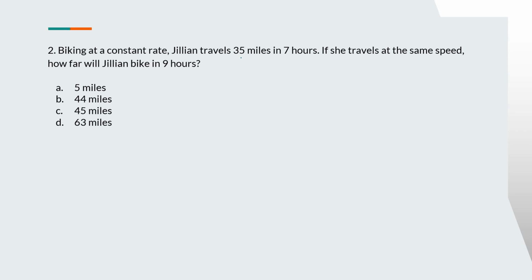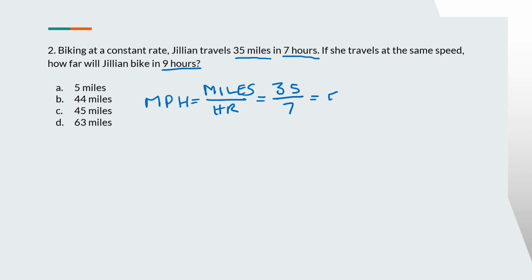Biking at a constant rate, Jillian travels 35 miles in 7 hours. If she travels at the same speed, how far will she bike in 9 hours? So we're looking at miles per hour, which if we lay that out, it's actually miles per hour. Now, once I've set this ratio up, I've got 35 miles, and I did it in 7 hours. So what I've got is a fraction. I can do simple division here. 35 divided by 7 is 5, so she's going 5 miles per hour.